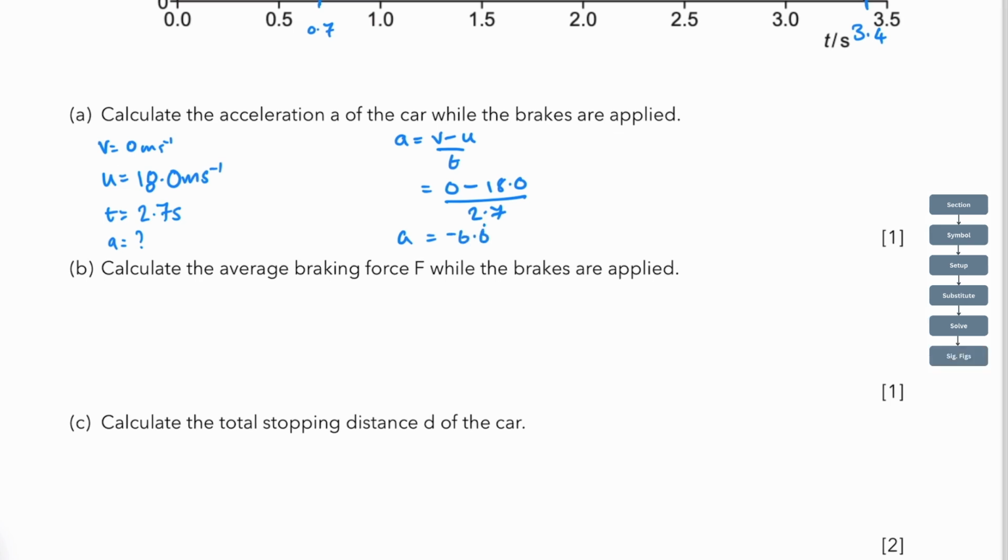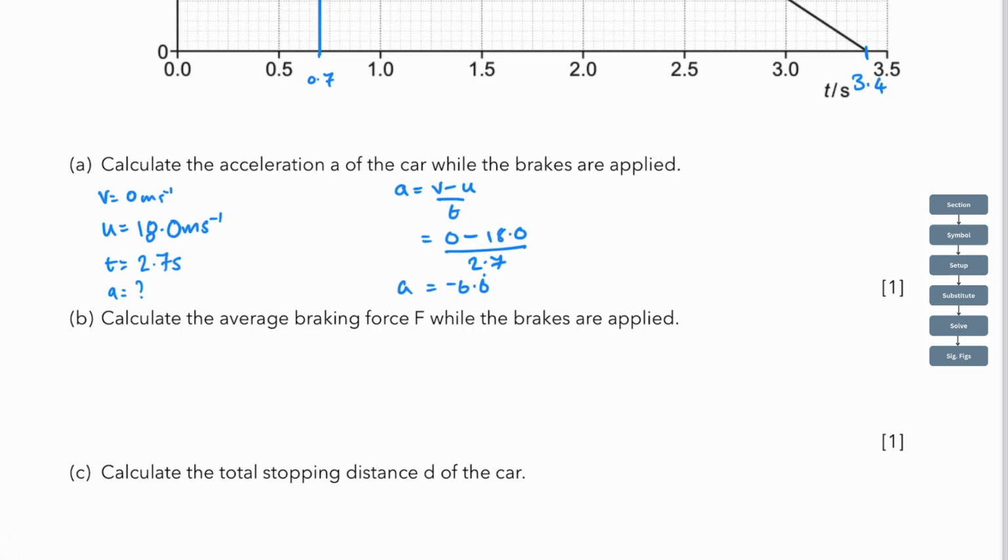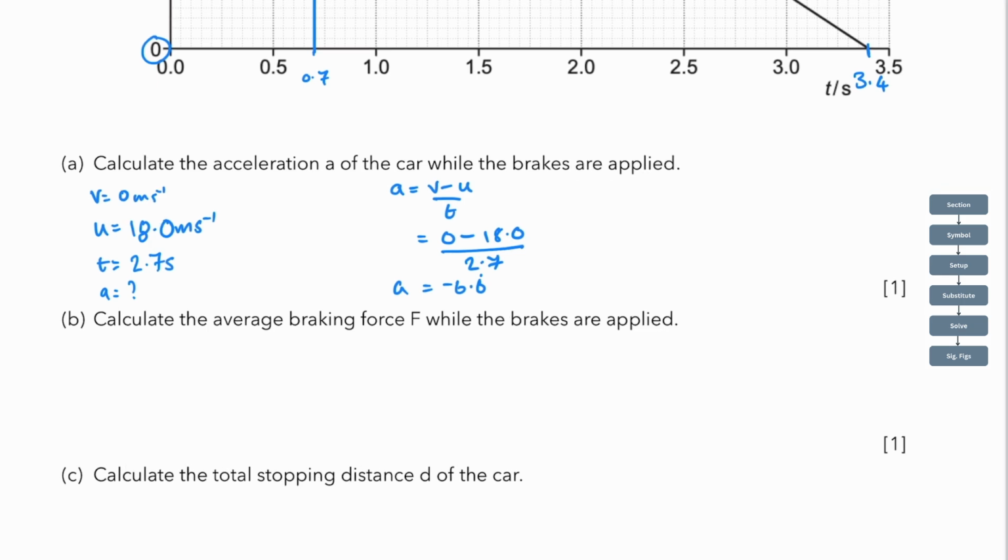Now 6.6 recurring insinuates that the 6 goes on forever, and that's far too many significant figures. The least amount of significant figures in this data is 1, because we're looking at v equal to 0. That's one significant figure. However, it doesn't seem reasonable to give one significant figure here. We can, as a rule, go up to one significant figure above the least significant if we need to. So we're going to say our answer is equal to minus 6.7 meters per second squared. It's minus because it's decelerating. So we'll underline that to show that's our final answer.